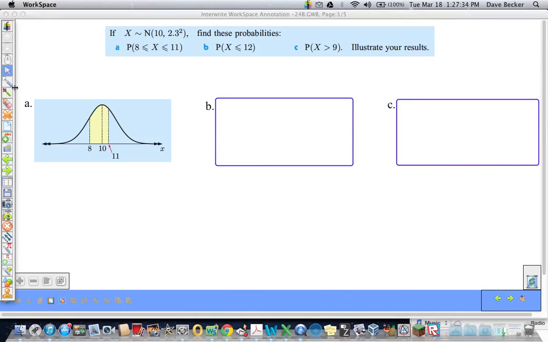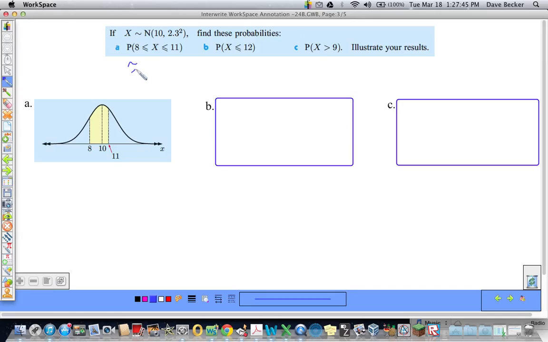So this is equal to, where's my pen? Where's my pen? Oh, it's white. That's why I couldn't find it. So that is approximately equal to 0.476.